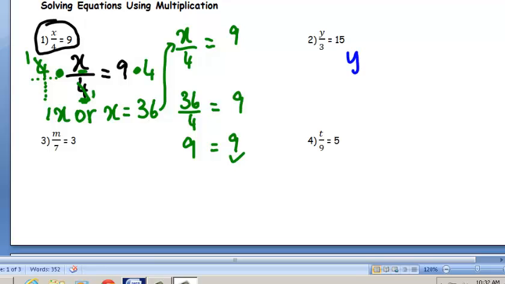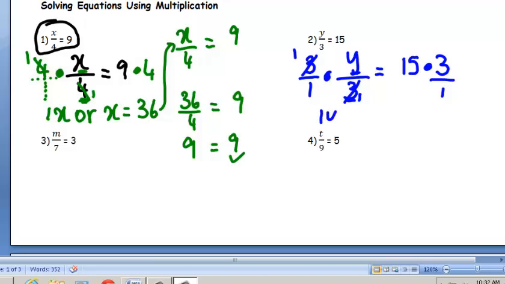Again, y divided by 3 equals 15. What's happening between the y and the 3? Division. So undo it by multiplying with 3 on both sides. So the 3 in the numerator and 3 in the denominator are equal quantities, they become 1. So you have a 1y or y, it's the same thing, equals 15 times 3, 45.